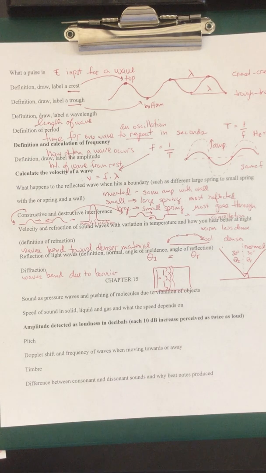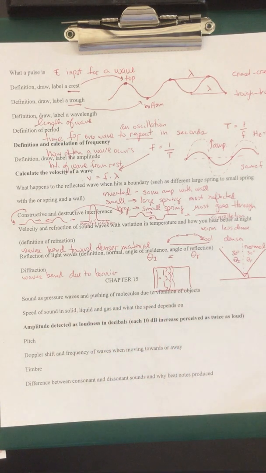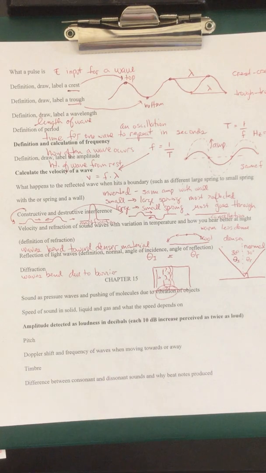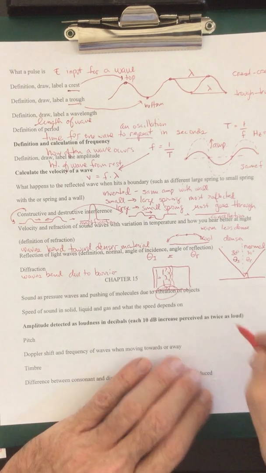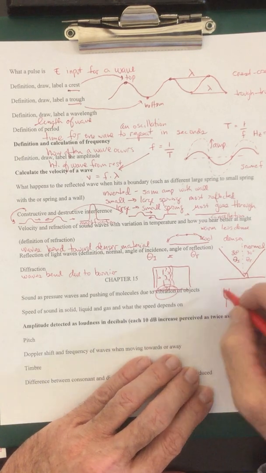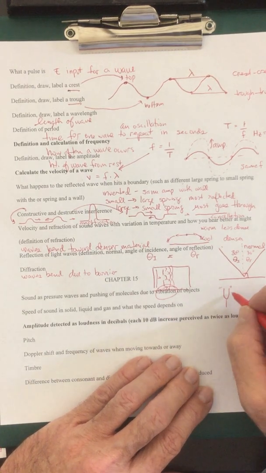Chapter 15, this is dealing with sound and music, sound waves. Sound is pressure waves, the pushing of molecules due to vibrations of objects. It's all due to the vibration of everything, whether it's the strings of an instrument or your vocal cords. And if you remember the tuning fork, what's happening is this is vibrating. Those are my symbols for vibrating. Since these are vibrating, it pushes the air next to them outward.